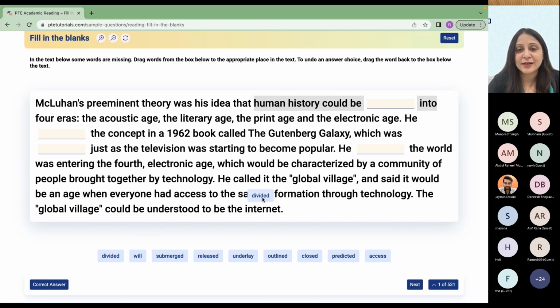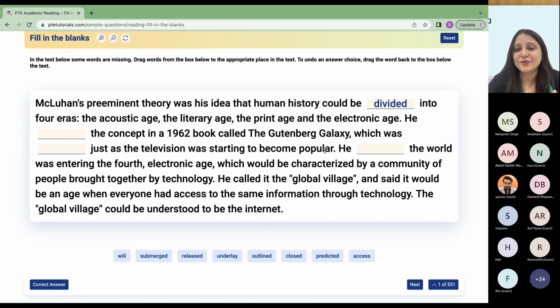Read it very fast. You are given a timer, so you have to do it very fast. But initially, practice for a correct answer. Then we will practice for the timer. So human history could be divided into four eras, right? Now go to the next blank. Look at this blank. He dash the concept in a 1962 book.